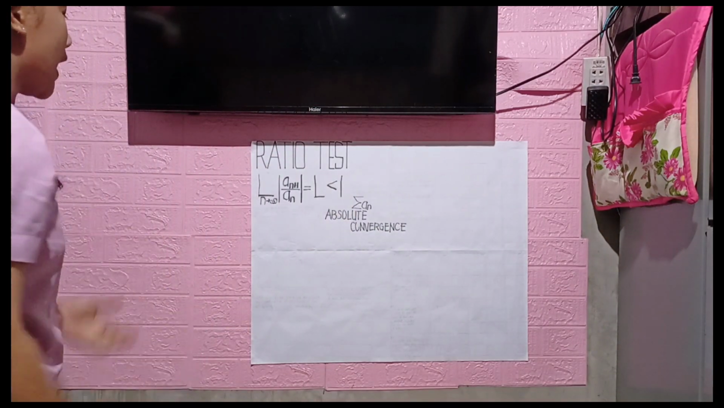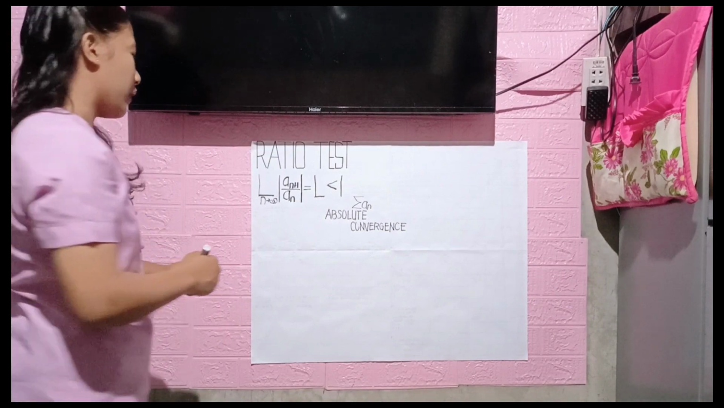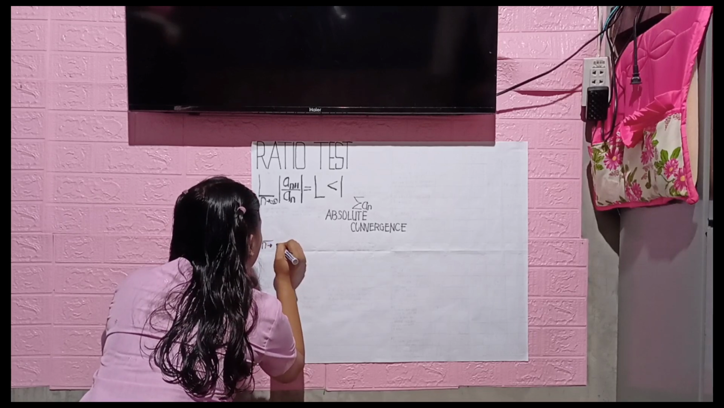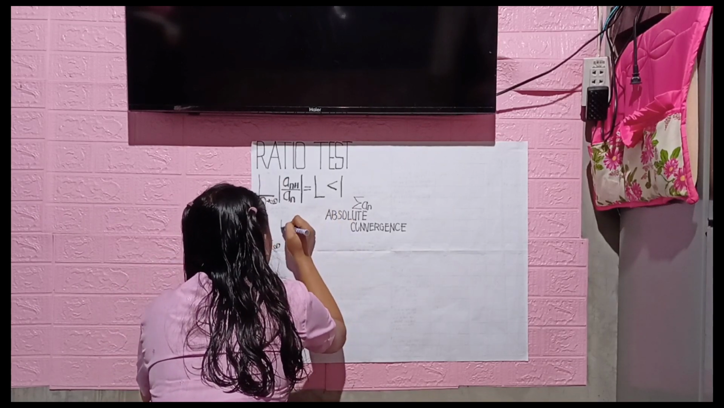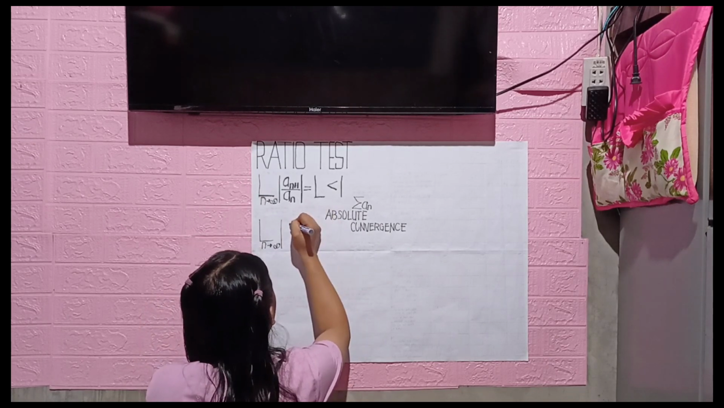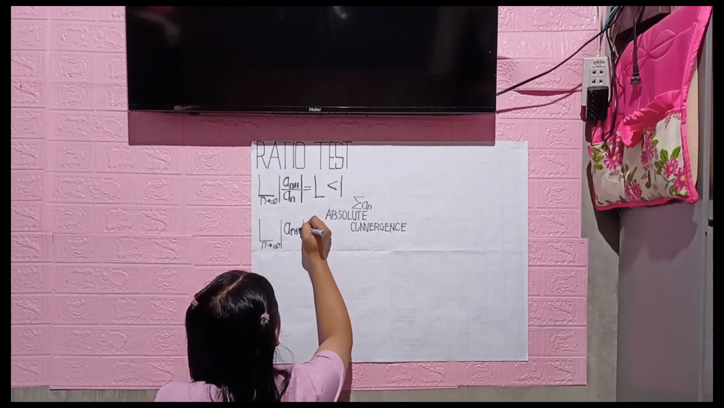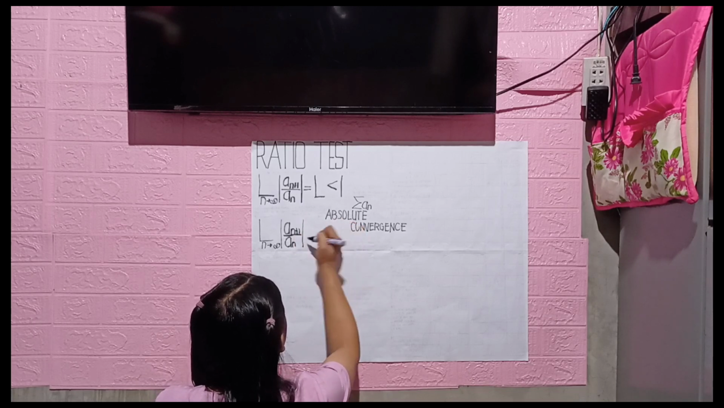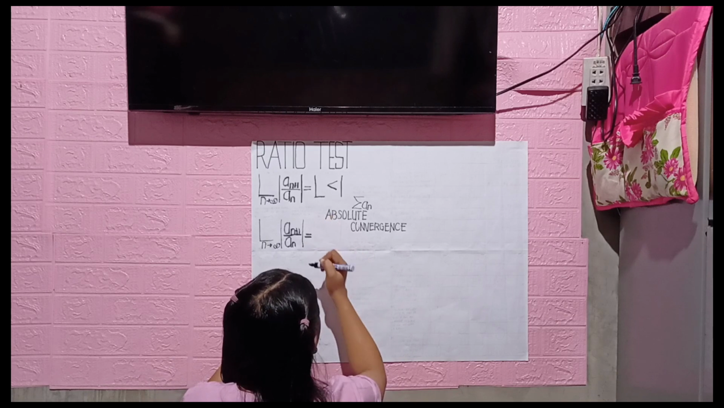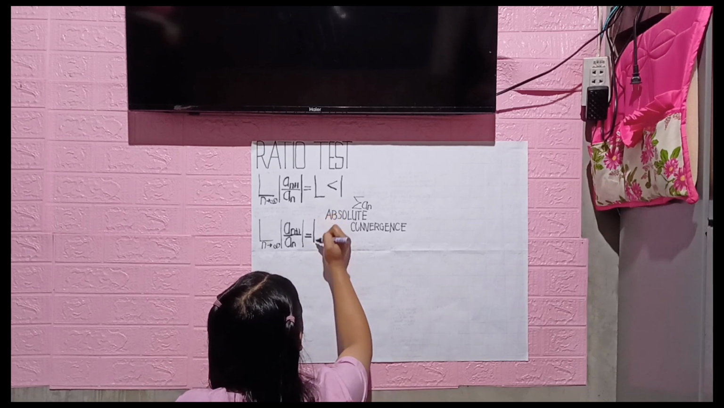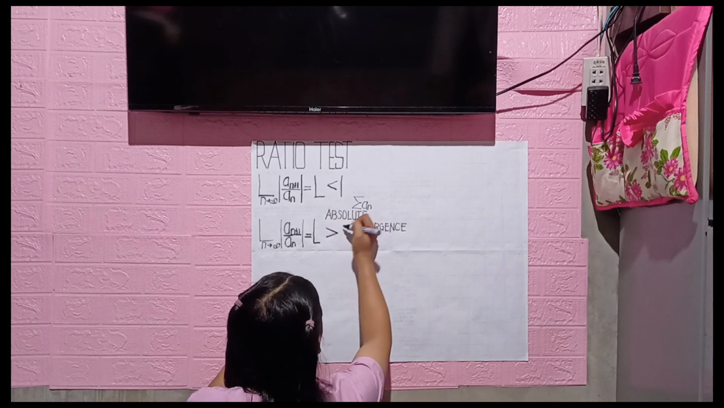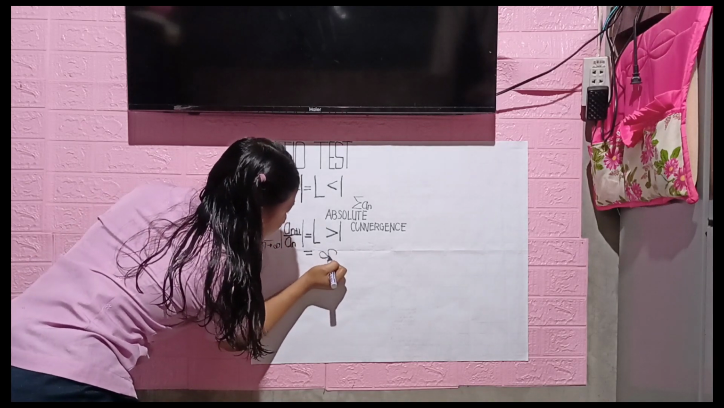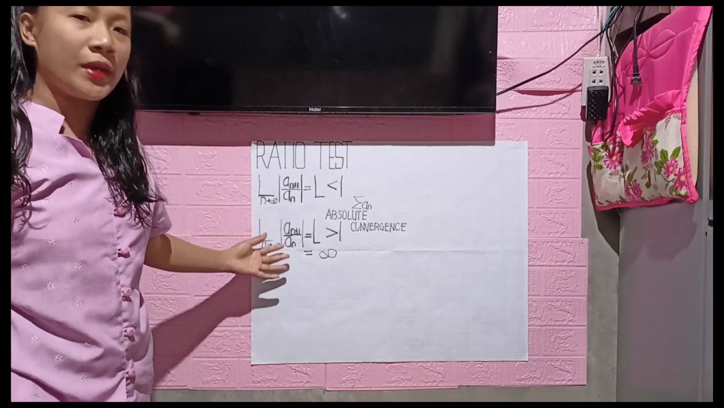Second, let's say we take the limit as n goes to infinity of the absolute value of a sub n plus 1 divided by a sub n, and we get a limit L that is greater than 1, or the limit goes to infinity. Then the series is going to be divergent.